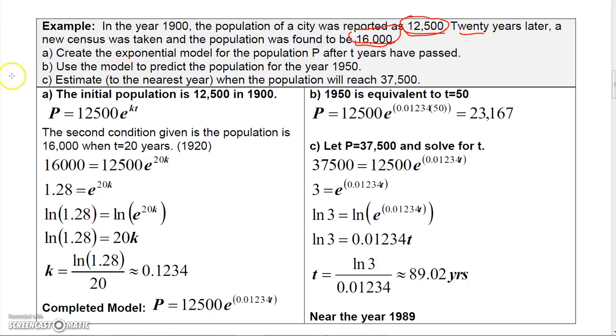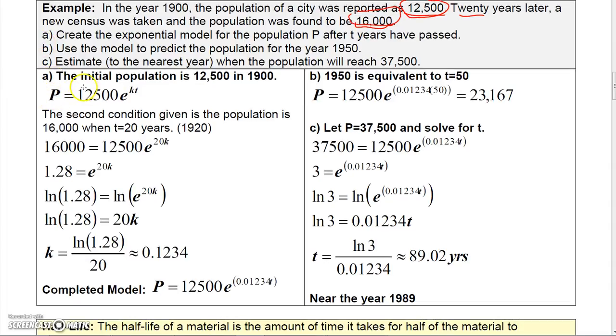Well, to create the model for this, I'm going to need, first of all, the initial population, which is 12,500. So I'm going to use this P equals P naught e to the KT. That's what I'm going to use. Now I know that P naught, the initial population, is 12,500, so that would go there. And now I need to find the K.